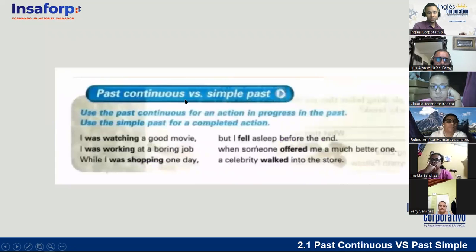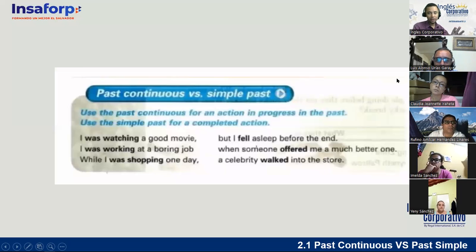It's all about past continuous versus past simple. So we use the past continuous for an action in progress in the past, and we use the simple past for a completed action. So this is basically what we talked about last time. I was watching a good movie, but I fell asleep before the end. I was working at the boring job when someone offered me a much better one. While I was shopping one day, a celebrity walked into the store.